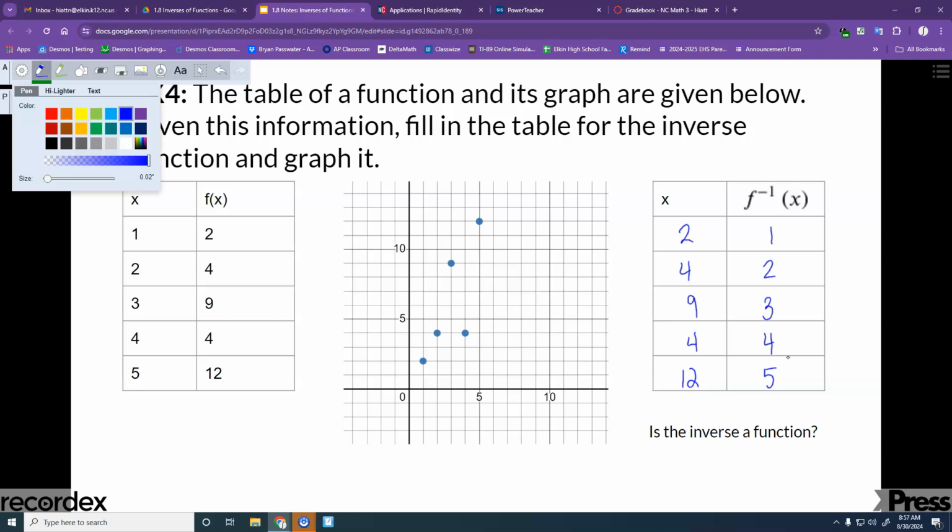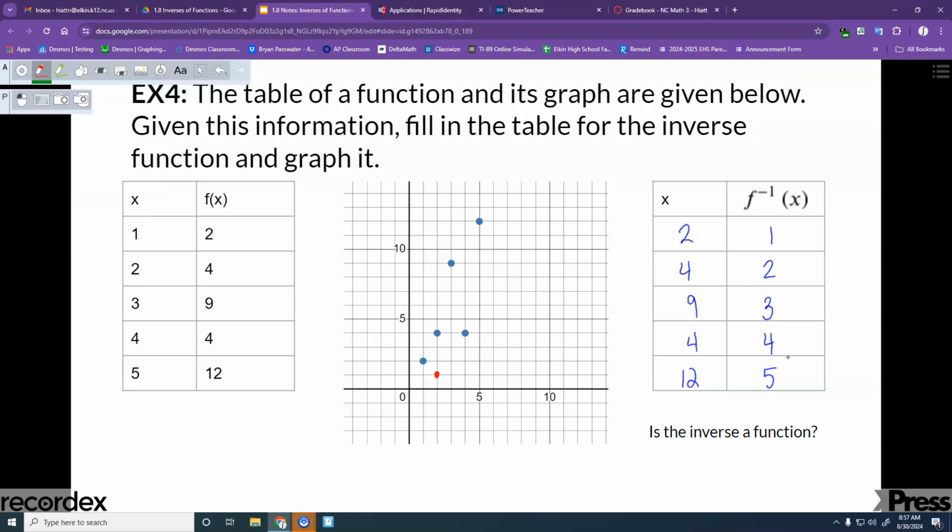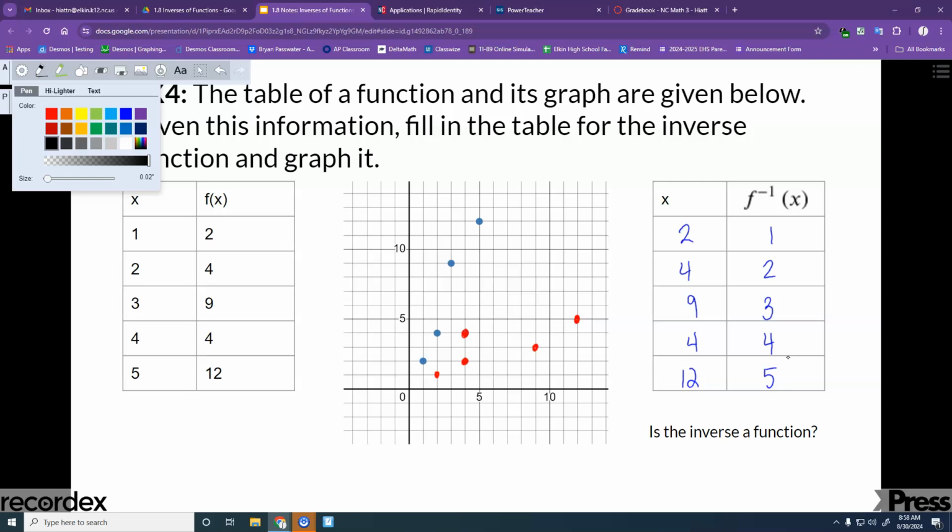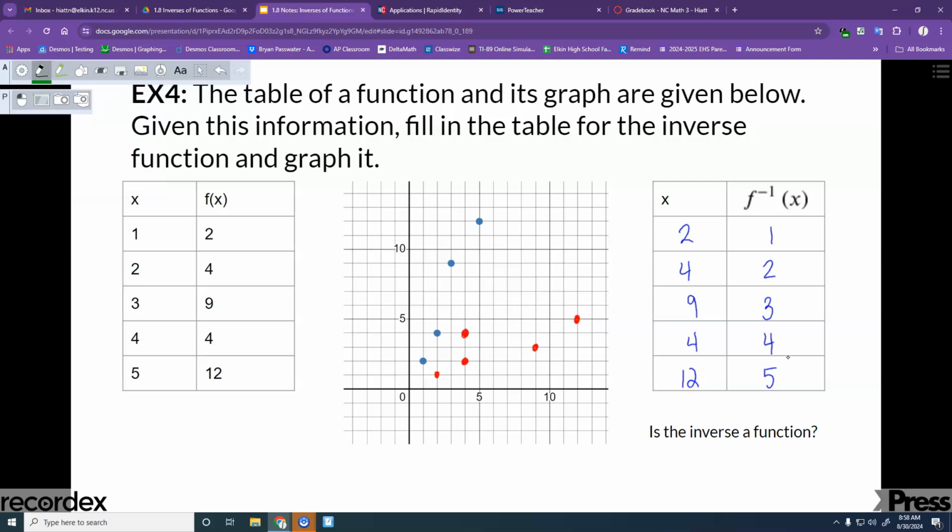So let's use a different color to graph those points. If I graph the point (2, 1), that's here. (4, 2) is here. (9, 3) is here. Now watch this, the point (4, 4) is right here. Did it move? It did not, because it was already on that line, right? When you switch it, it didn't change anything. And then the point (12, 5) is right here. Now, if I draw in that y equals x line, look at it here.